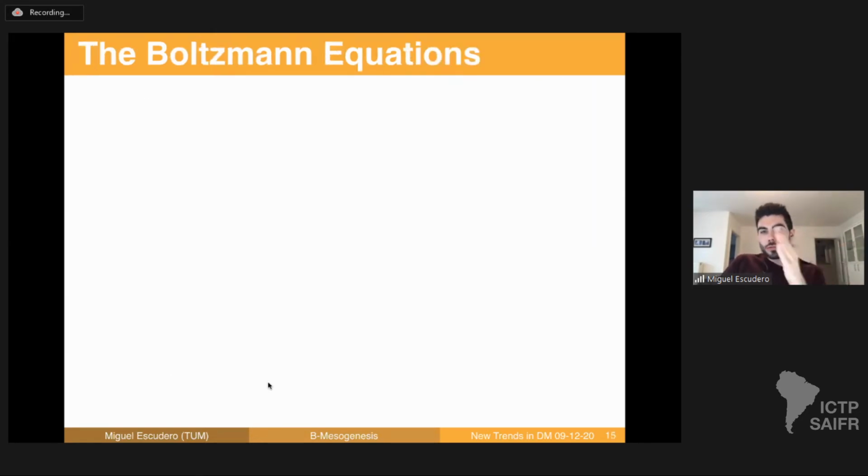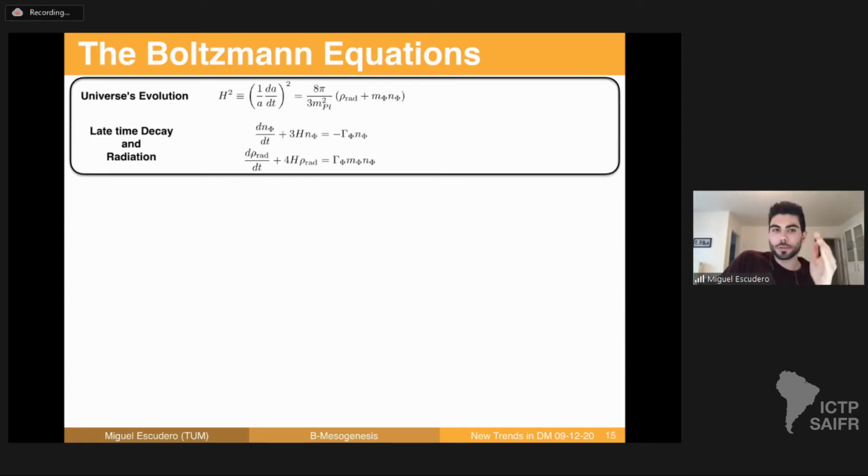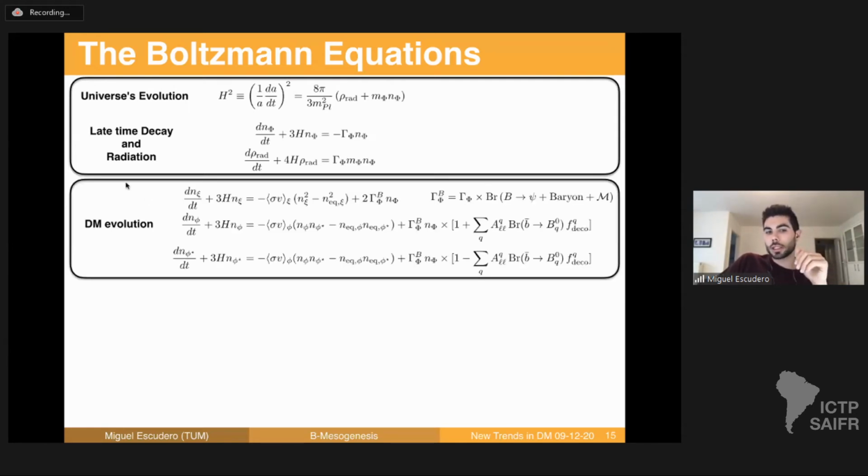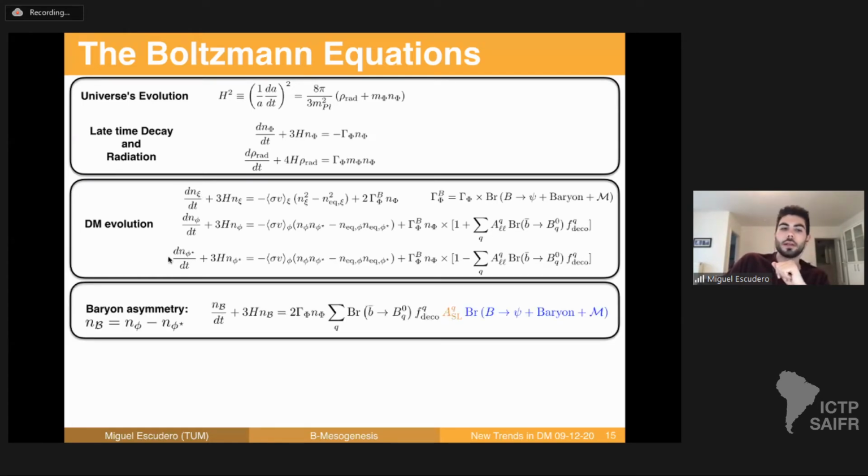So with this, I move into the cosmology. I'm not going to discuss in detail the Boltzmann equations. I'm just going to flash them. We need to solve for the expansion of the universe, the decay of this out-of-equilibrium particle, how the universe reheats. We need to track the dark matter evolution, so how the xi and the phi and the anti-phi evolve as a function of temperature over time. And we also need to track the baryon asymmetry.